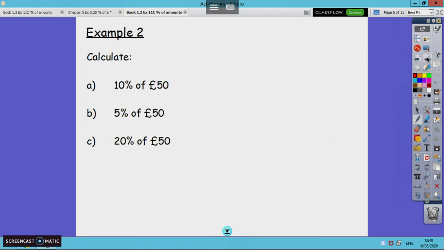Example number 2. Calculate 10% of 50, 5% of 50, and 20% of 50. Well, to find 10%, I need to do 50 divided by 10, which is 5. So 10% equals £5. Okay, that's the first one.